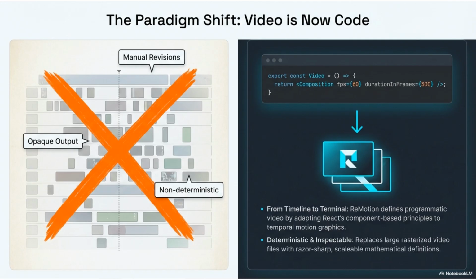We are moving away from manual, non-deterministic timelines and opaque output toward programmatic, deterministic video definitions. Remotion is key here, defining programmatic video by adapting React's principles to temporal motion graphics.